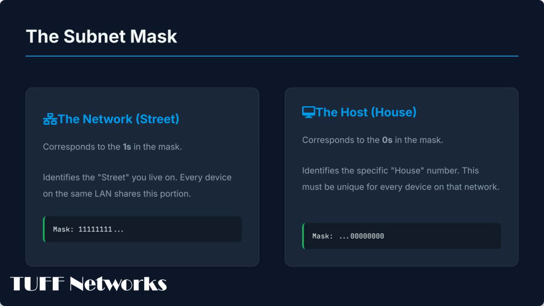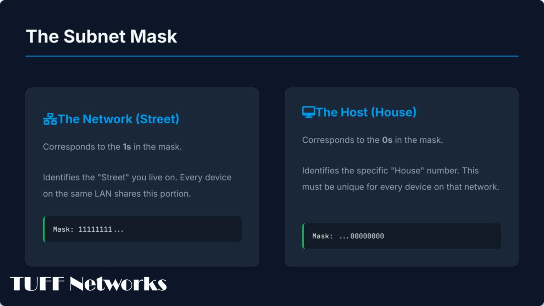In networking terms, we call these the network portion and the host portion. The network portion is the street you live on. Everyone on that street shares the same street name. In a network, every device on the same local area network, or LAN, or broadcast domain must share the exact same network portion. The host portion is your specific house number. It must be unique. You can't have 2 houses with the exact same number on the same street, or the mailman, in this case the router, won't know where to deliver the packet. This causes an IP conflict, and usually the second device to connect gets kicked offline.